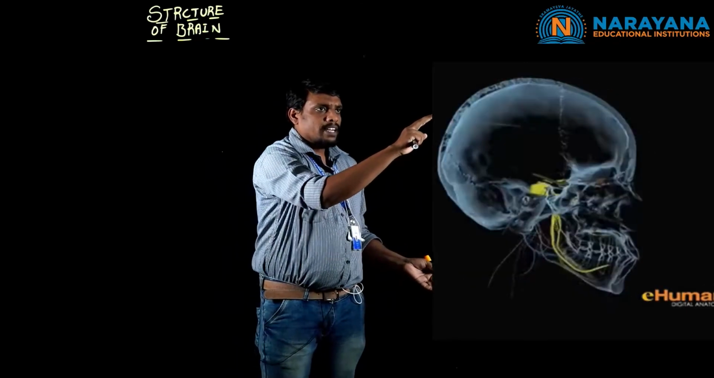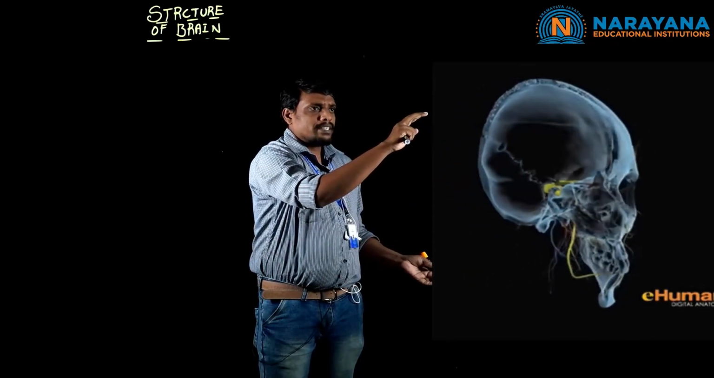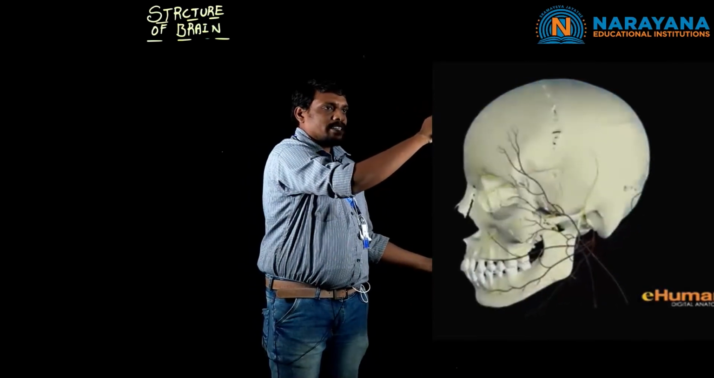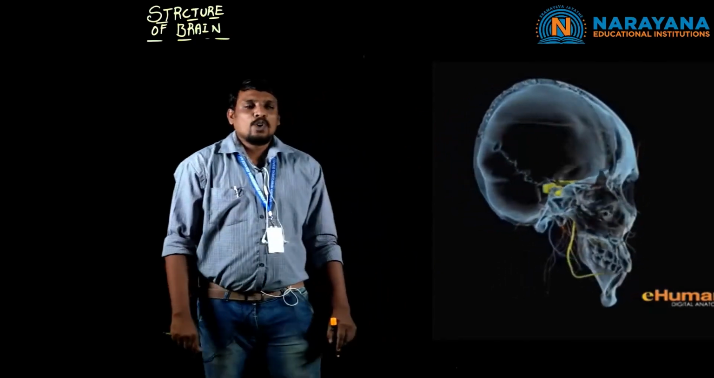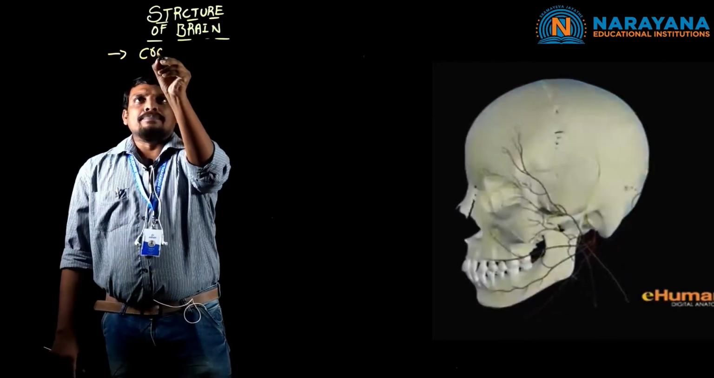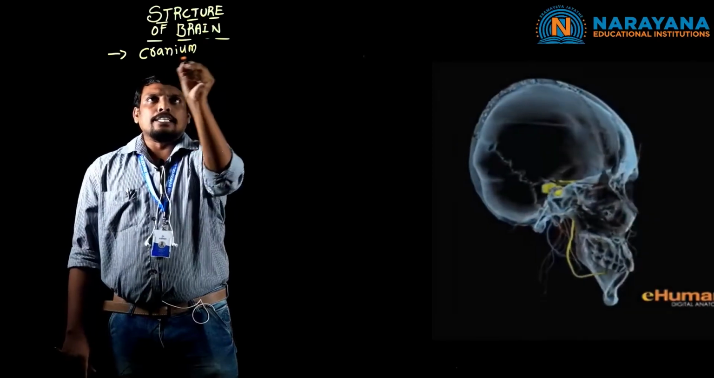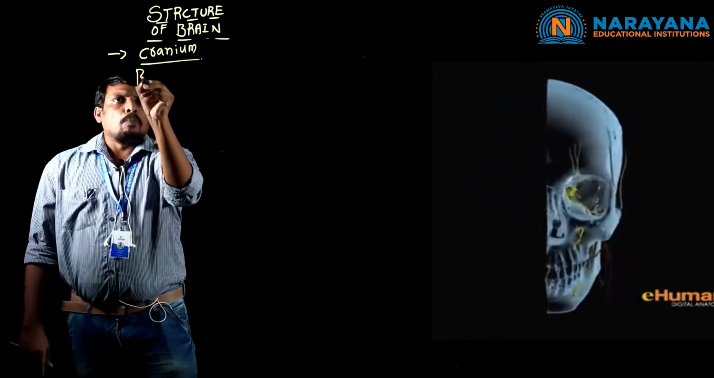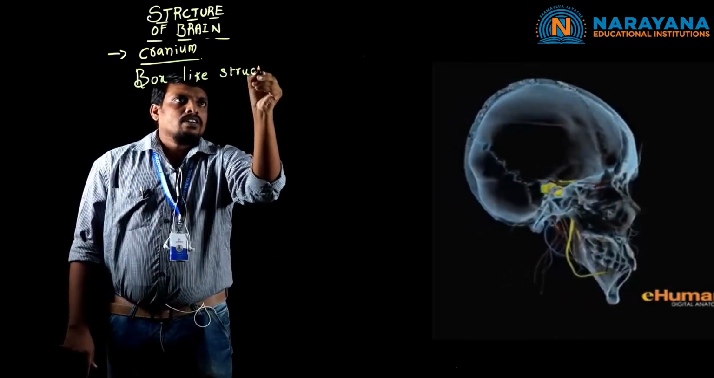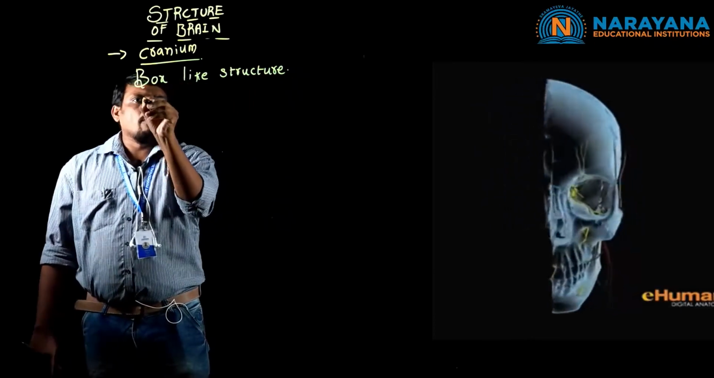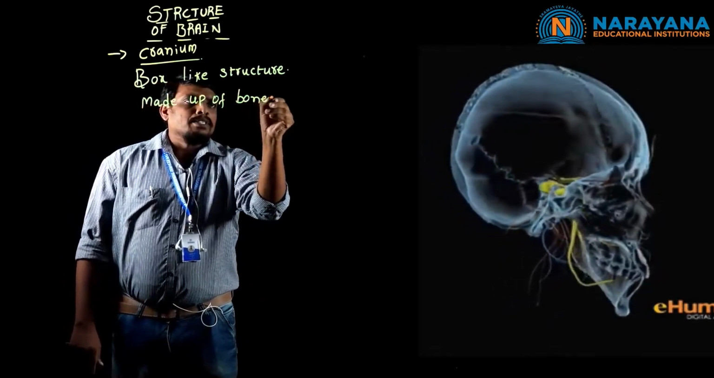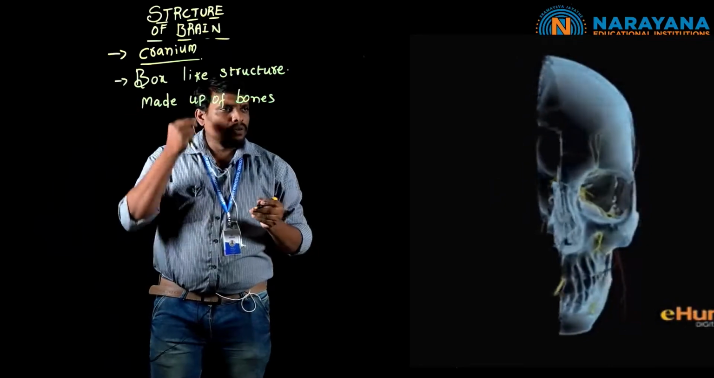Before going to learn the brain, let us see how the brain is externally protected. The brain is externally protected by a structure namely cranium. What is that structure called? Cranium. So let me begin with the cranium. What is a cranium? Cranium is a box-like structure that is made up of bones.